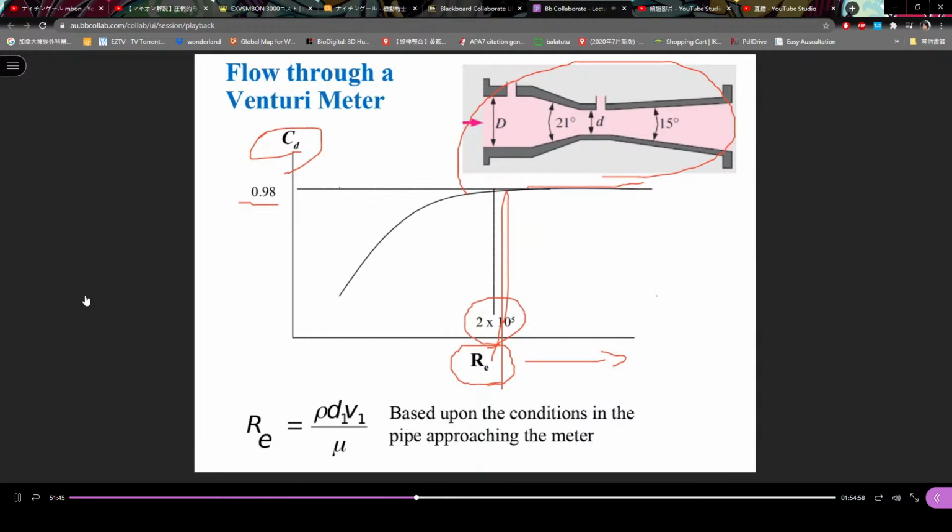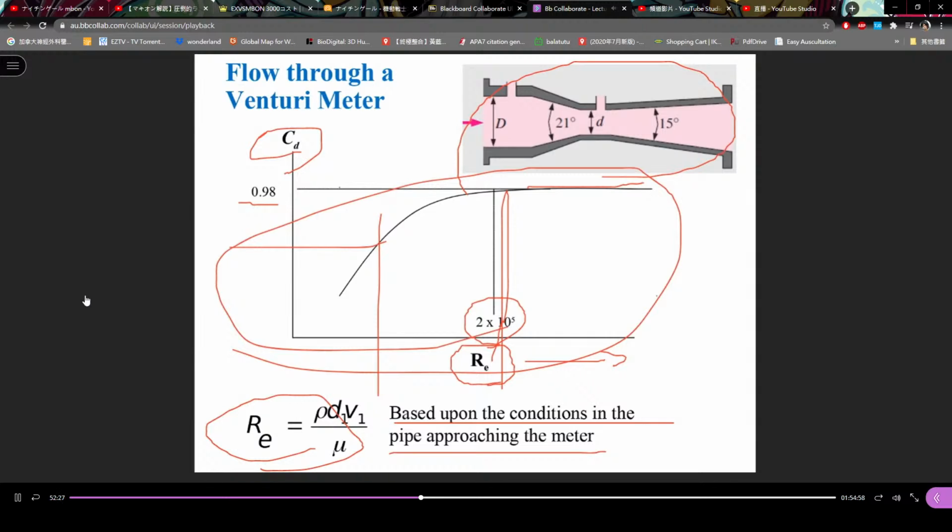If your Reynolds number is smaller here, you see the discharge coefficient CD may be only 0.7, 0.8, so it's quite different. So try to check the requirement of the Venturi meter after you buy it, if you use it. This is based on the condition in the pipe approaching the meter. So try to calculate first and check the accuracy of the flow measurement instrument.